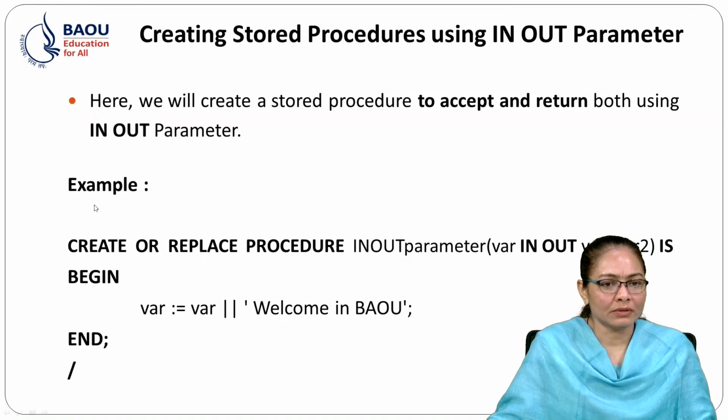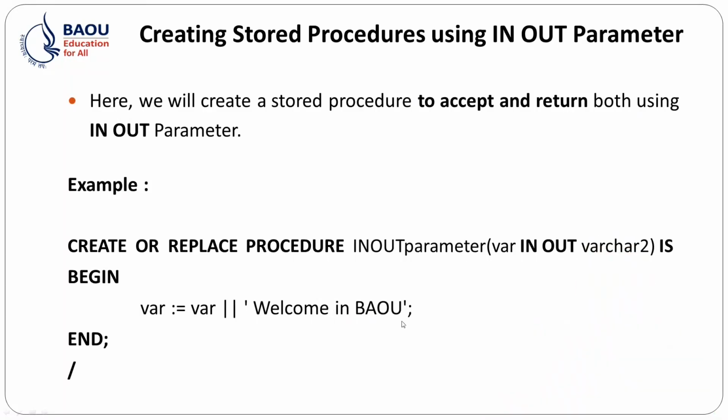Now in this example, create or replace procedure, then the procedure name. You can give any name to the procedure. In the bracket, where, then IN OUT, then VARCHAR2, then IS. In this, begin and end. In begin and end, where is equal to where, and then pipeline, 'welcome in BAU'.